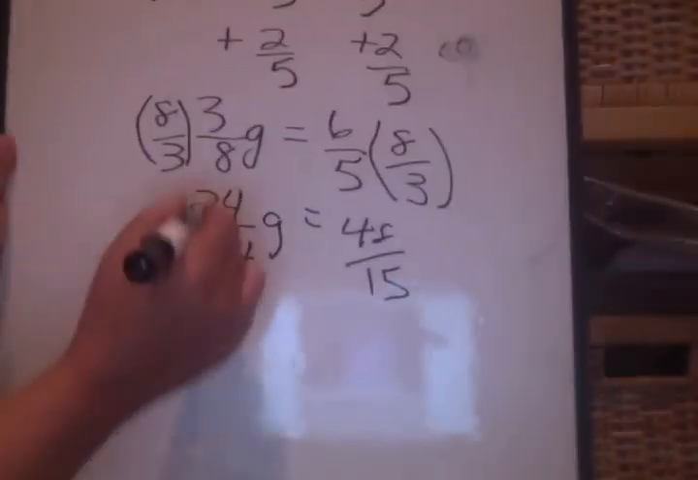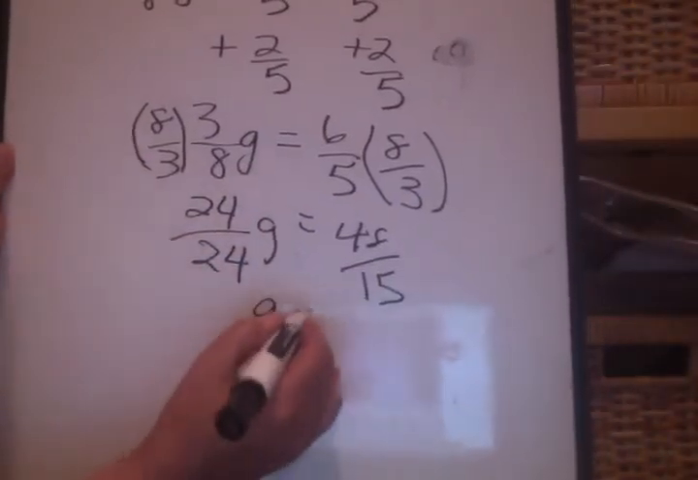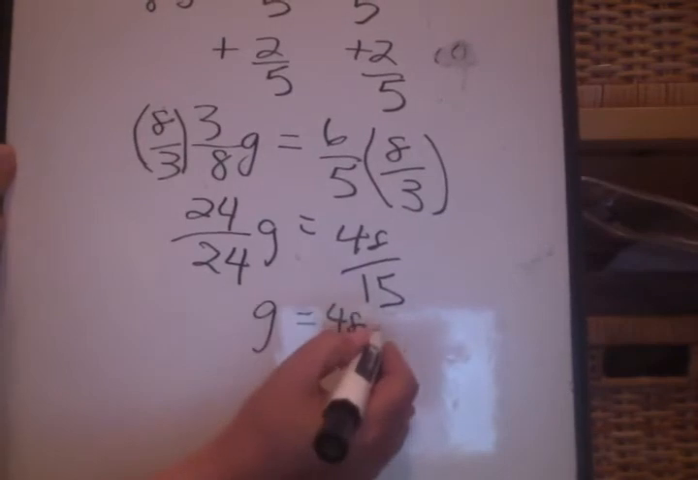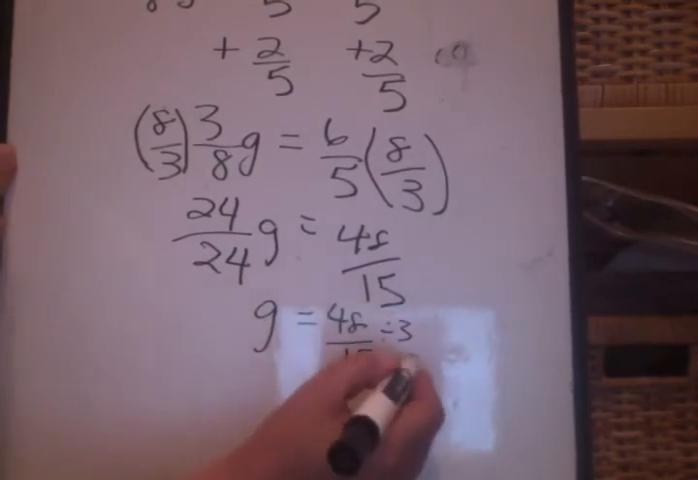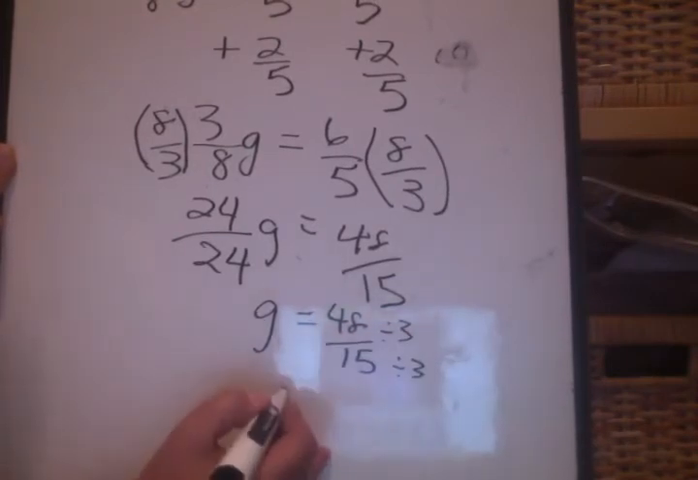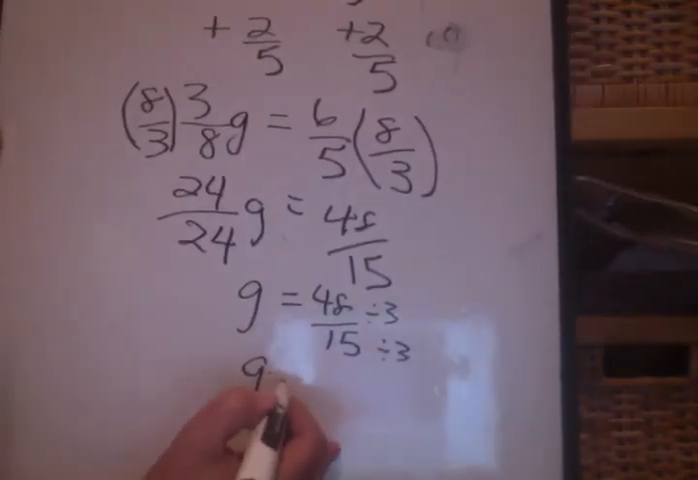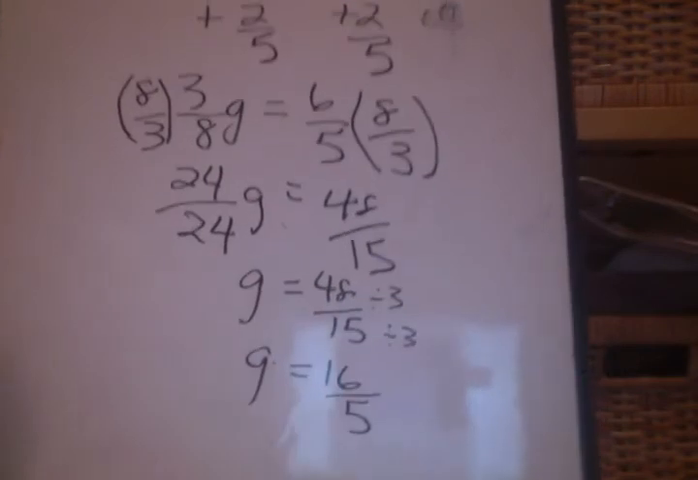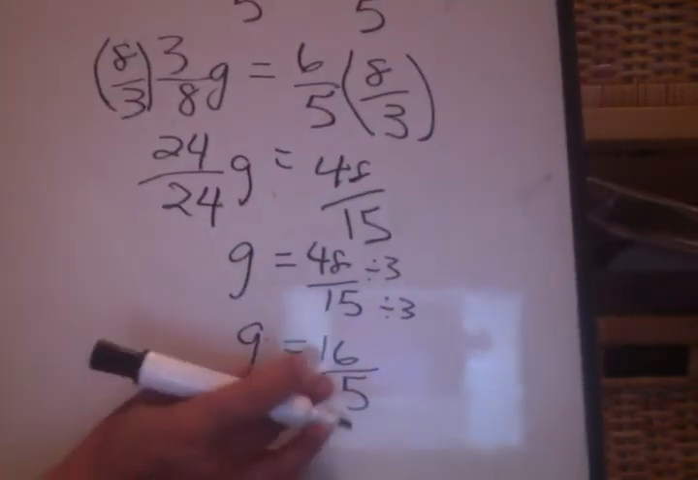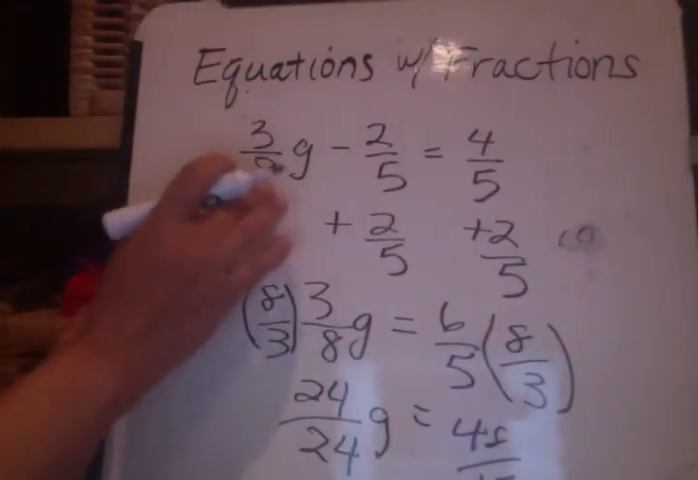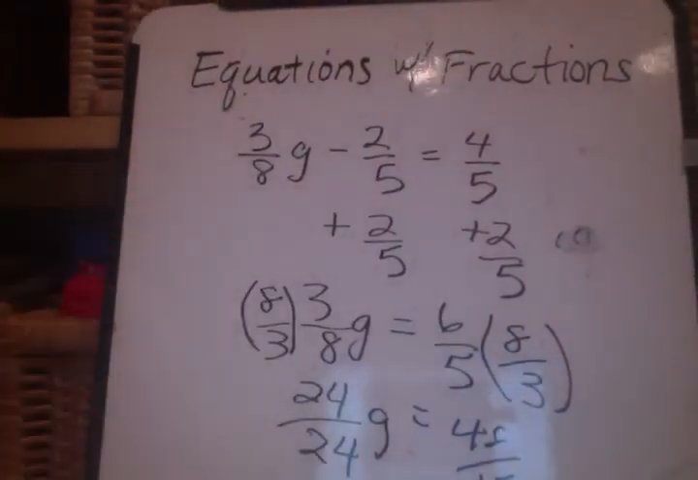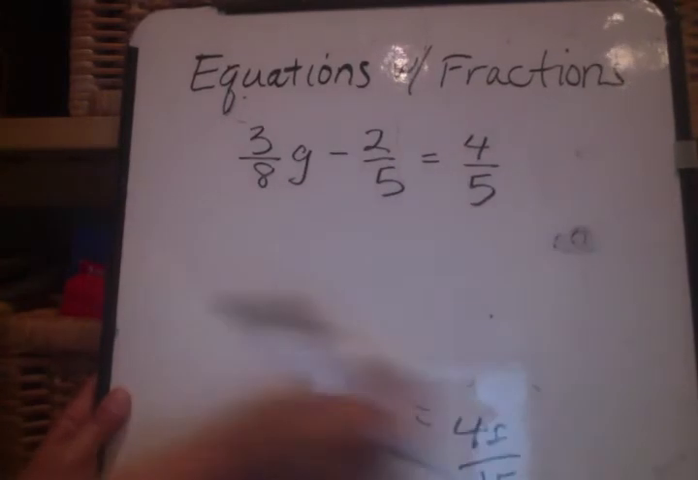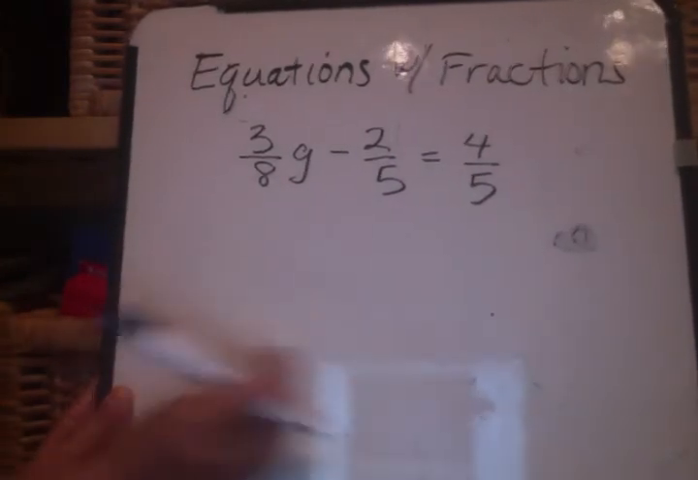Okay, and then this is basically 1. 1 times g is just g, so g equals 48 over 15. And if I reduce both of them by dividing them by 3, I get g equals 16 over 5. Okay, and that's a good answer. So if I take 16 over 5 and put it back in here, I would be able to make this equation true. Let's try it a different way though. Here's another way. I'm not sure if it's going to be easier or harder, but it's just another way.